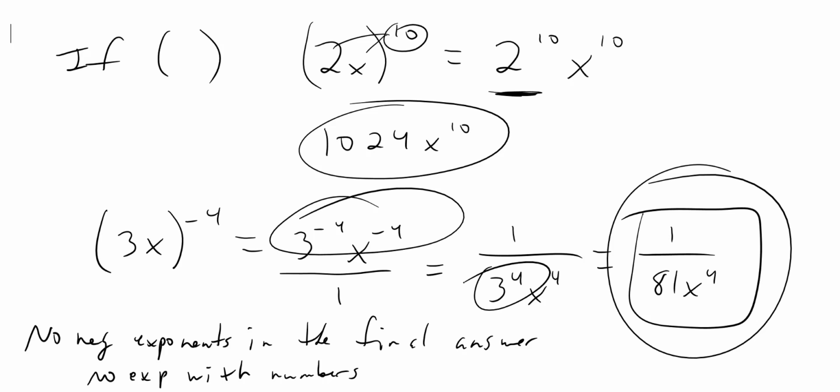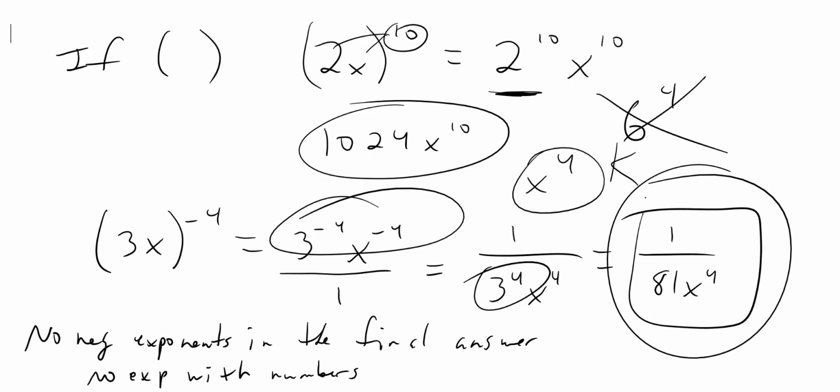So I don't want to see any answers, even though the book might have some answers, like 6 to the 4th power. Boo! You need to calculate that out and give me an answer. X to the 4th power, that's okay. That's good. But 6 to the 4th, don't leave it like that.